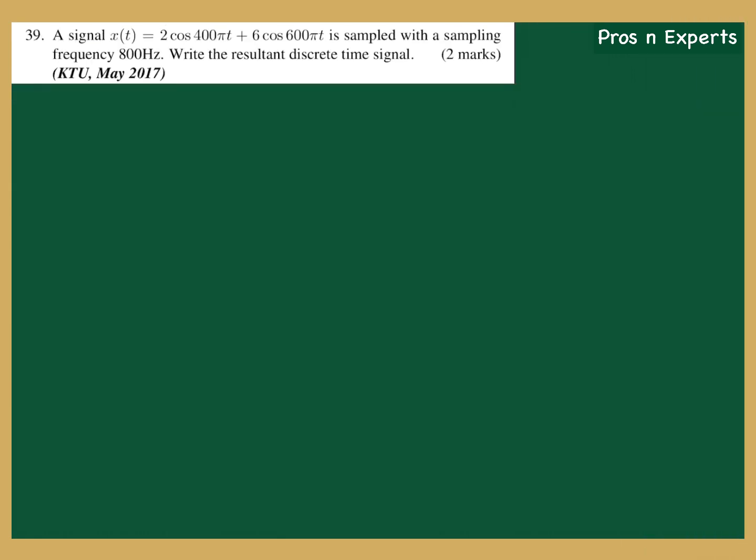Getting on to the next question. A signal x of t is sampled with a sampling frequency 800 hertz. The question is simple. Write the resultant discrete time signal. Sampling always gives you a discrete time signal. In fact, sampling is the method used to convert a continuous time signal into discrete time signal.